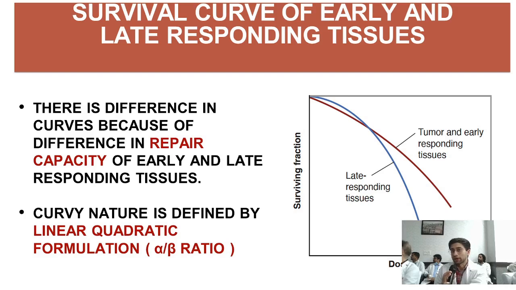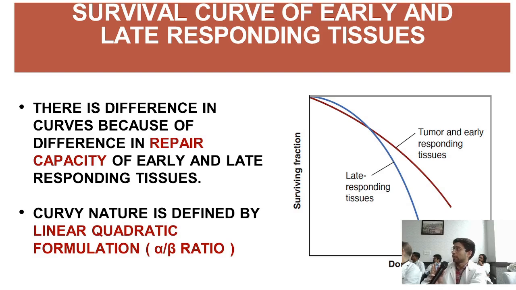Here's a cell survival curve for late and early responding tissues. As you can see on the right side of the screen, there's early responding tissue and late responding tissue. The blue one is the late responding, and the red one is the early responding tissue. Most of the tumors actually come under the early responding tissue, which I will talk about later. You can see the late responding tissue has a shoulder and is more curvy, and the early responding tissue doesn't have that curvy nature. This curvy nature is because of the difference in the repair capacity of the early and late responding tissue.